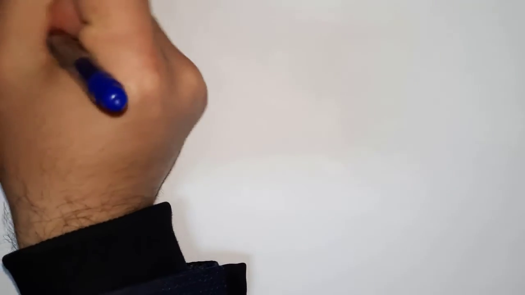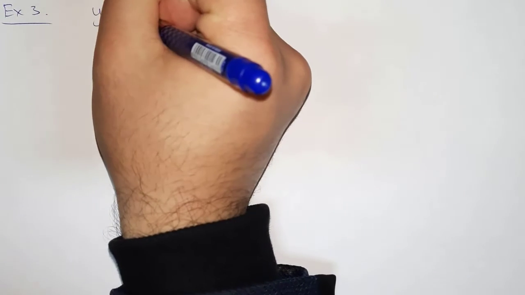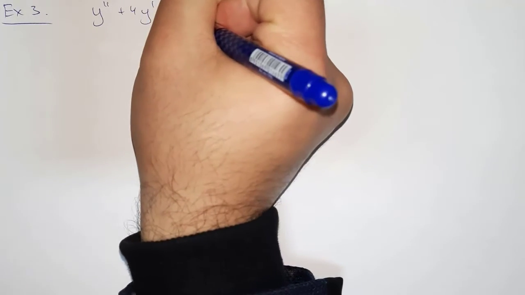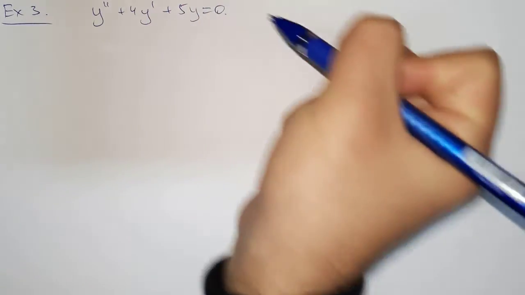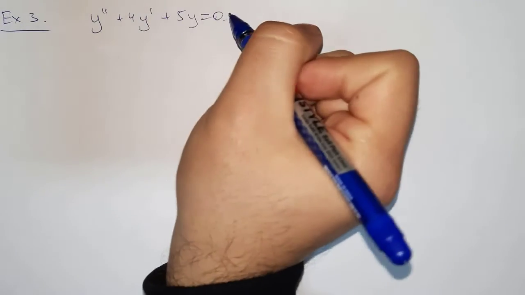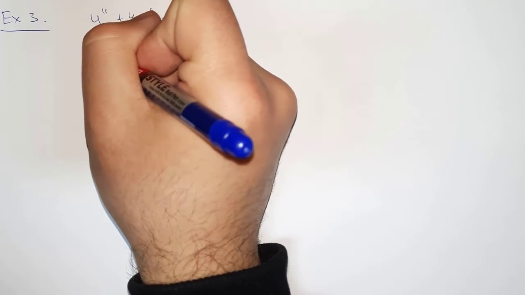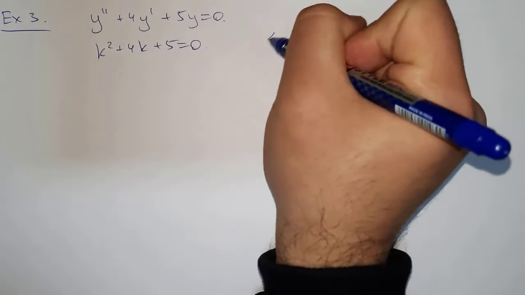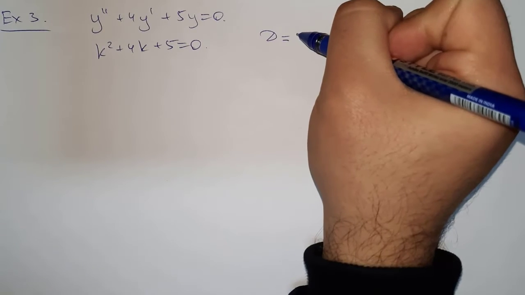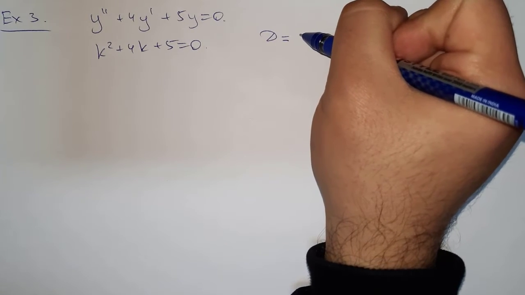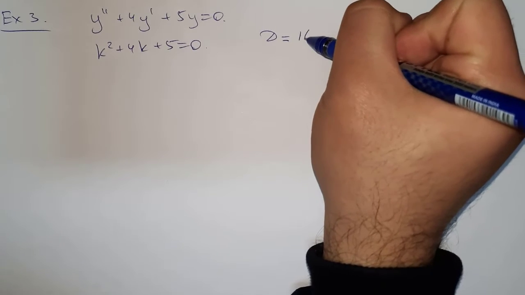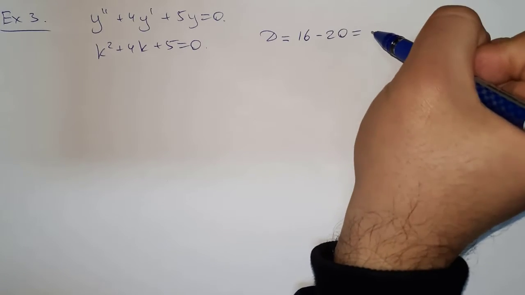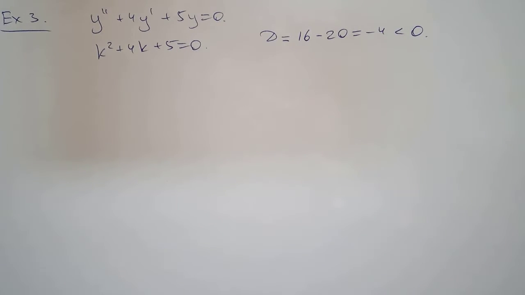And now let's consider the next example, example number 3. Solve the differential equation y double prime plus 4y prime plus 5y is 0. Let's write the characteristic equation: k squared plus 4k plus 5 is 0. Let's find the discriminant. It is 16 minus 20, so this is minus 4, which is less than 0. So this is the third case.